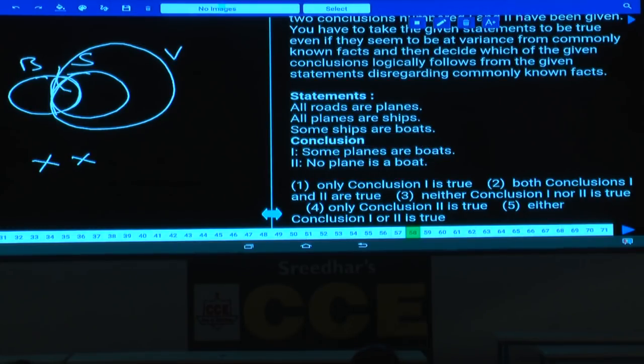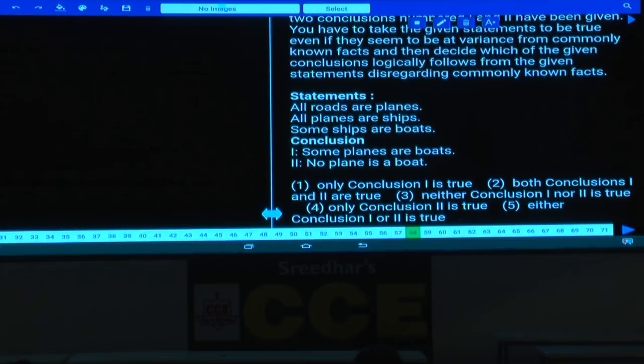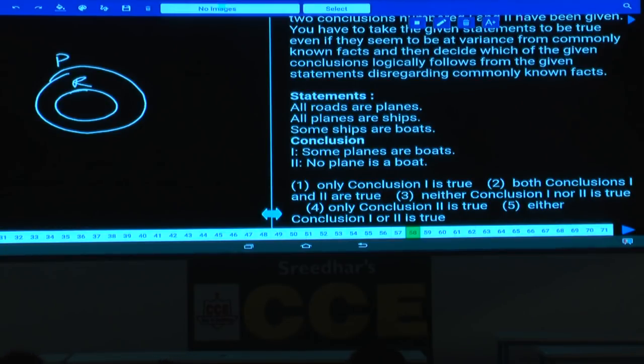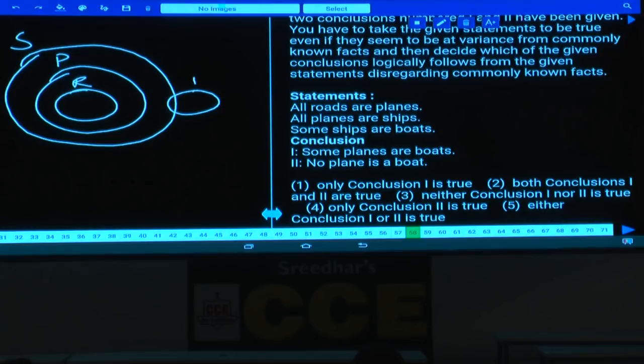Now question number 58. All roads are plains. All these roads are what? All roads are plains. And all plains are what? All plains are ships. All plains are ships, and some ships are boats. Intersection between ships and boats. And some planes are boats. Some planes are boats, that is false. And second one, no plane is a boat, definitely true, isn't it?